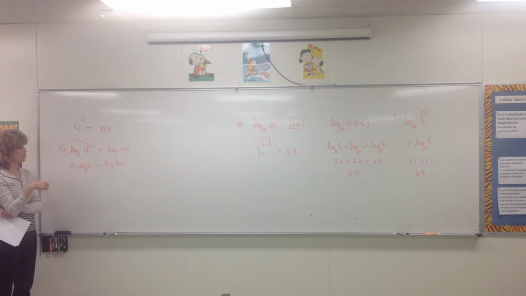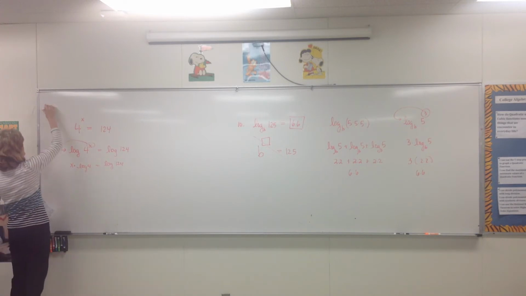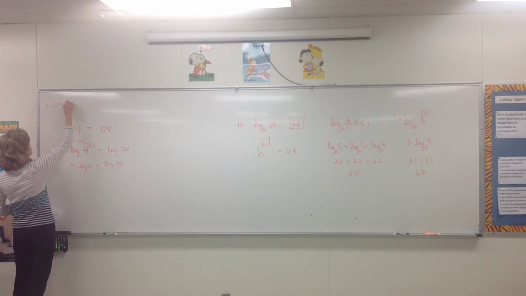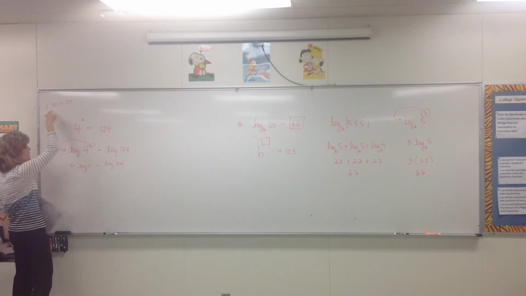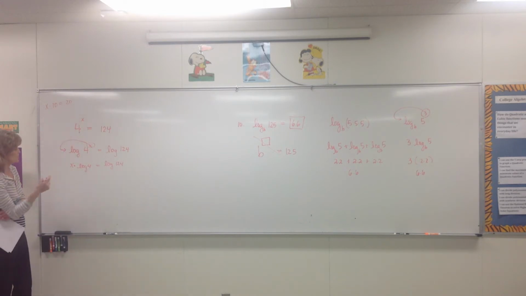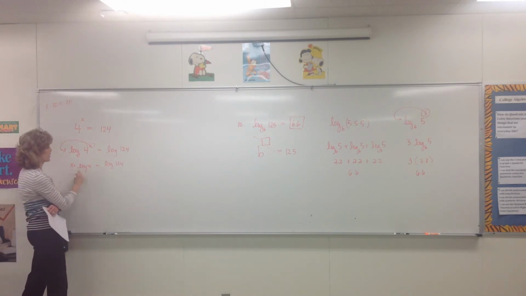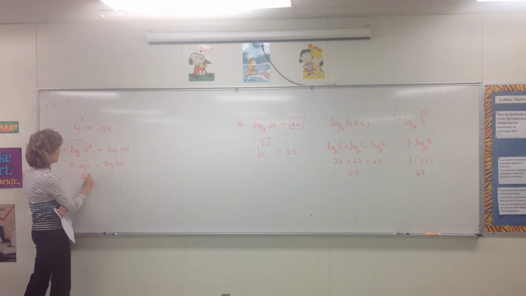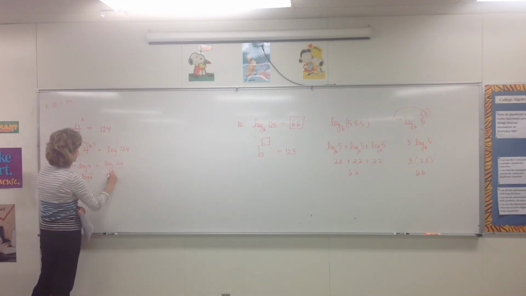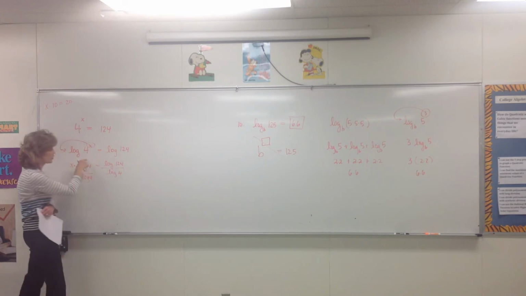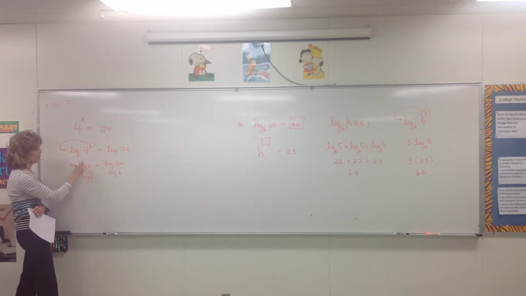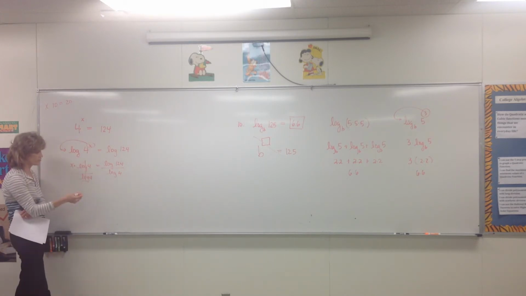You can't just cancel logs, but solving this equation is no different than if I said solve x times 10 equals 20. What would you do? You divide, okay. To undo a multiplication, you have to divide. Log 4 divided by log 4 is really 1. So yeah, you can cancel those factors.